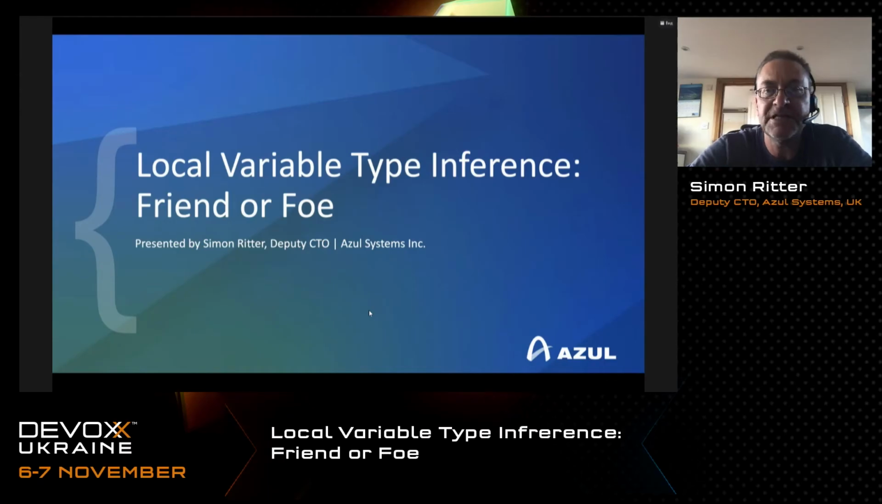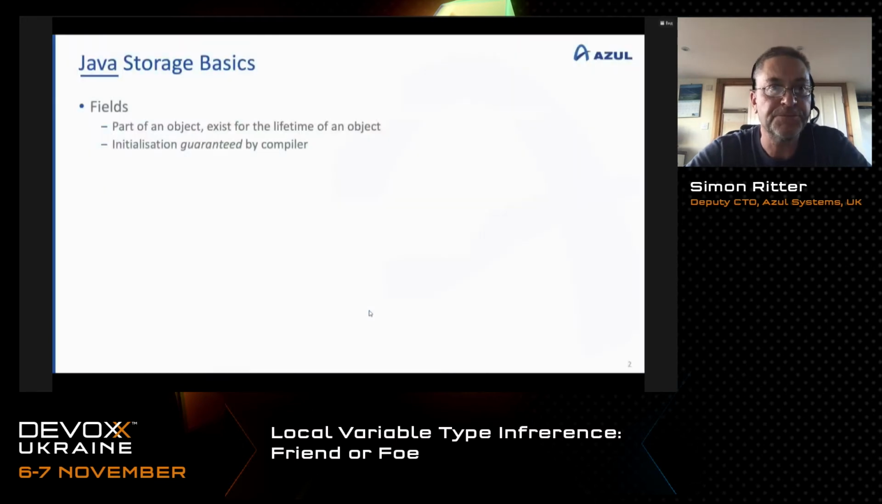So as I was saying, what we're going to talk about today is local variable type inference and some of the details about how you use it and the good places where you can use it, but also quite importantly, some of the situations that you need to be aware of where there are some things that might catch you out with local variable type inference.